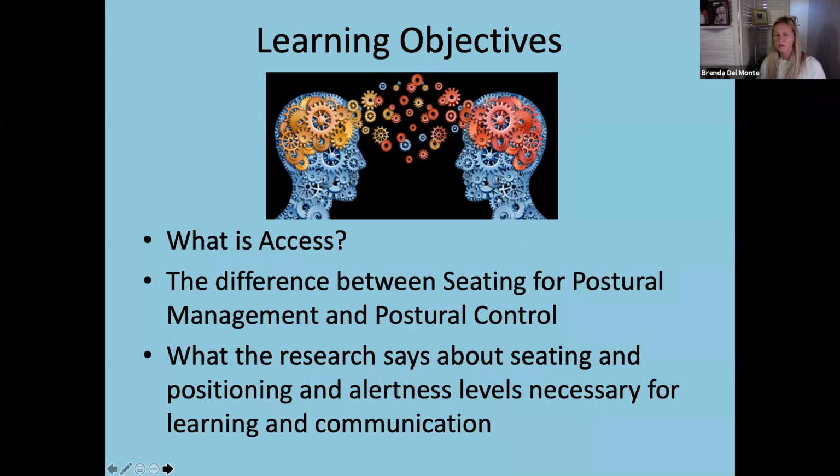We are going to talk about the differences between seating for postural management and postural control, and what that looks like in the school setting as well as home, and what research says about all this as far as level of alertness and how it affects learning and therefore communication. So it's big stuff.